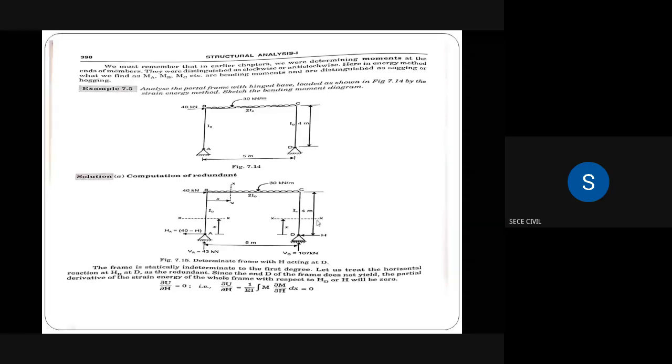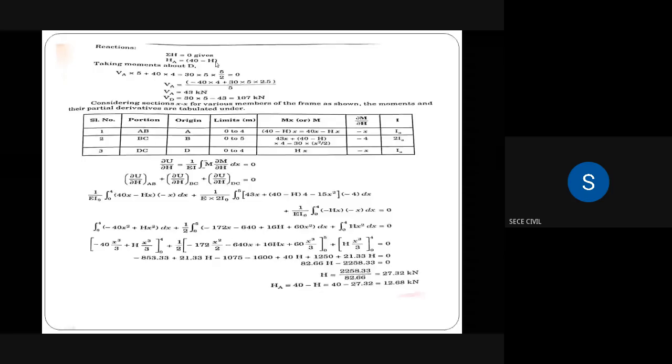So the reaction is equal to 0. H_A is equal to 40 minus H. Taking moment about D, we calculate V_A into 5 plus 40 into 4.